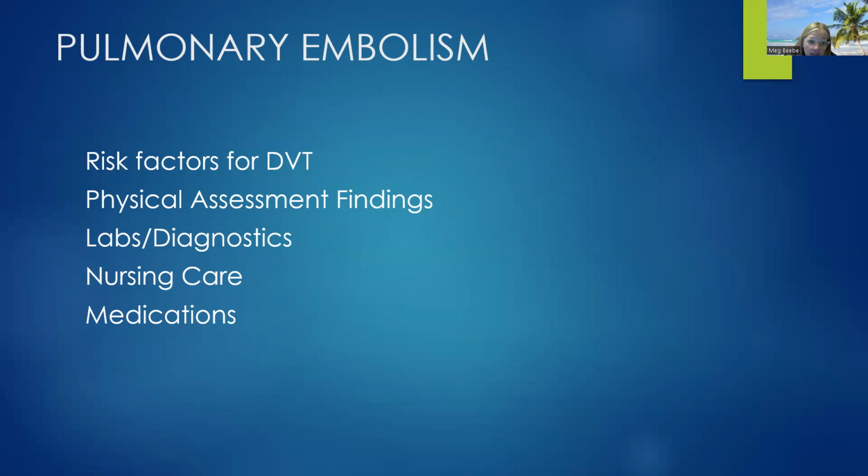So on physical assessment, the findings specific to PE include anxiety, a feeling of impending doom, sudden onset of chest pressure, pain on inspiration, chest wall tenderness, hemoptysis, which is blood in the sputum, crackles and cough, decreased oxygen saturations, syncope, and cyanosis. Labs and diagnostics that we're generally going to see include ABGs.